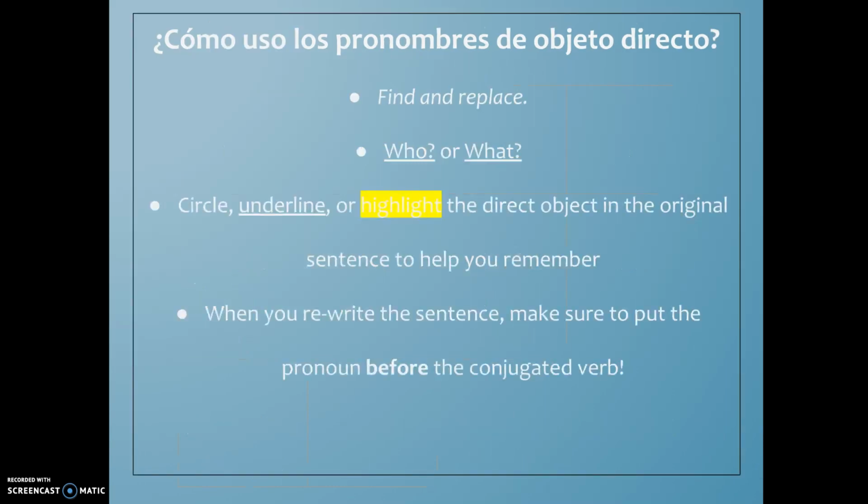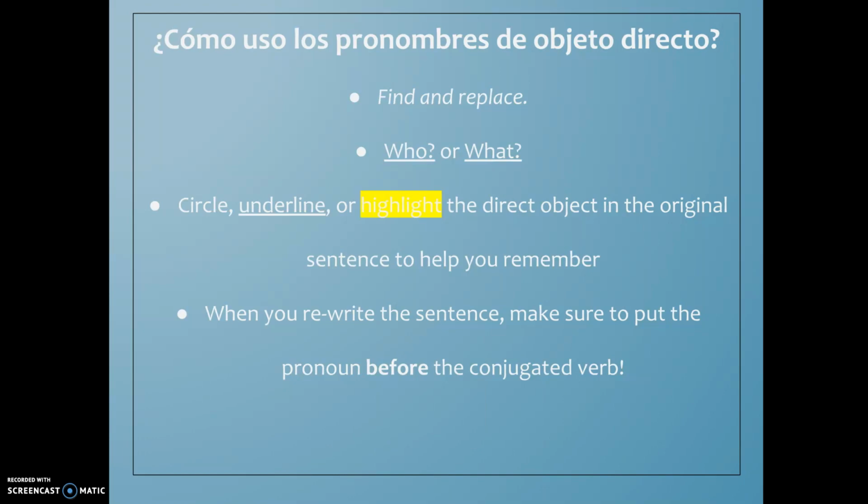Before you try the practice activities, what we're focusing on this year is finding the direct object in a sentence and replacing it with the direct object pronoun. You need to remember that we're looking for who or what, and in most cases here, what is receiving the action. You'll notice that in the examples uno, dos, y tres, the sentences are identical to A, B, and C.